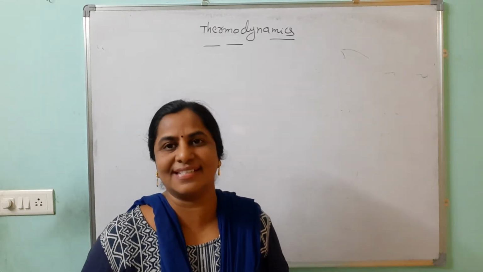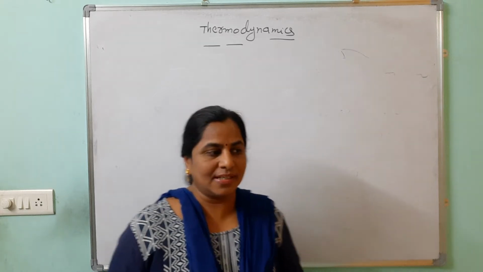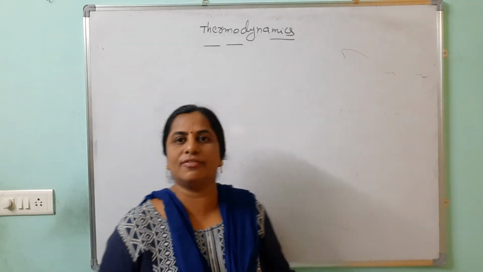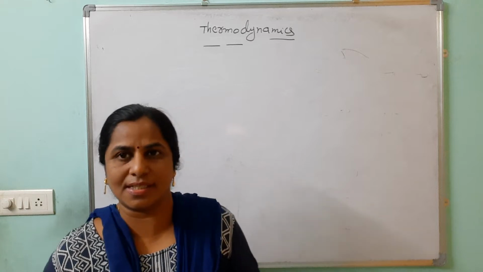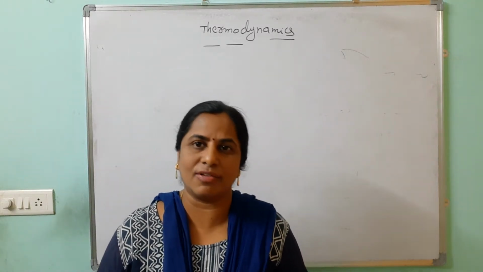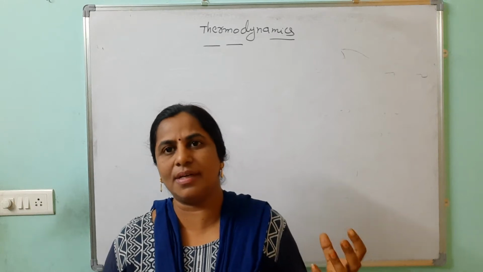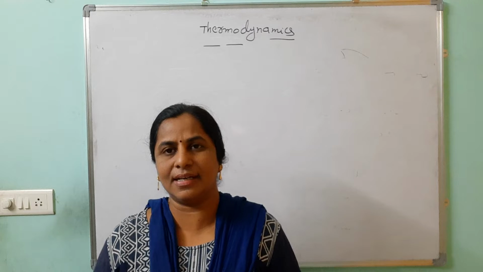Today we are going to discuss the crash course. The chapter name is thermodynamics. In this, you already know from the previous classes what heat is. Heat is a form of energy and temperature is the degree of hotness or coldness of a body, and you know how to use thermometers and how to calibrate the scales.